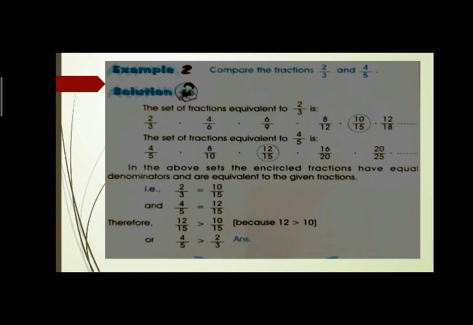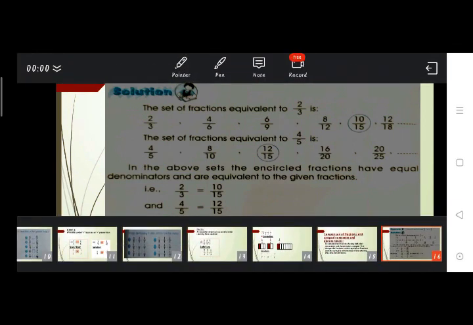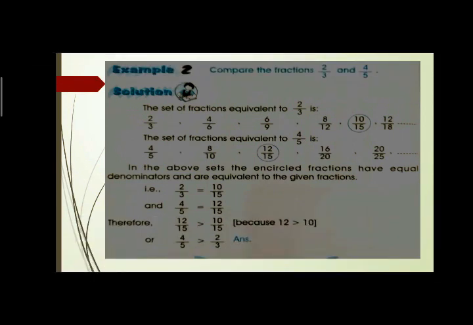It is quite easy. We compare on the basis of the same denominator which one is greater and which one is smaller. 2 upon 3 is equal to 10 upon 15, and 4 upon 5 is equal to 12 upon 15. Now look here. It is quite easy. Which one is greater? 12 is greater than 10. It means 12 upon 15 is greater than 10 upon 15.